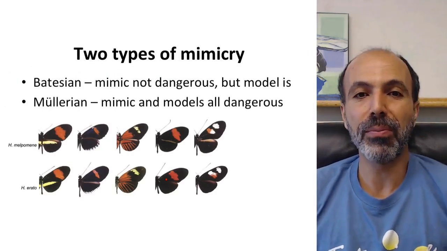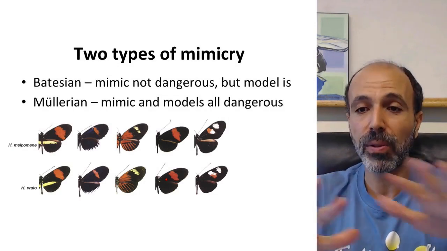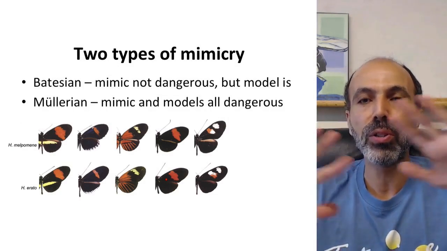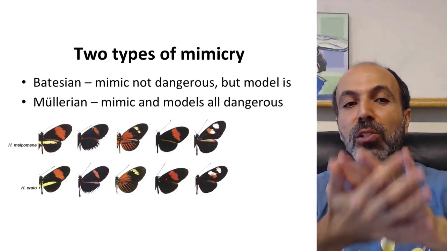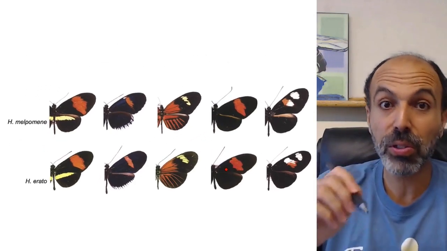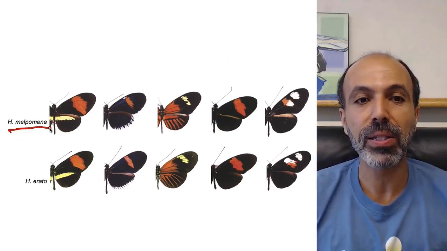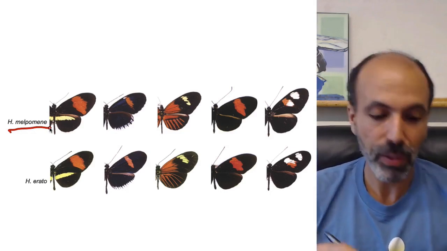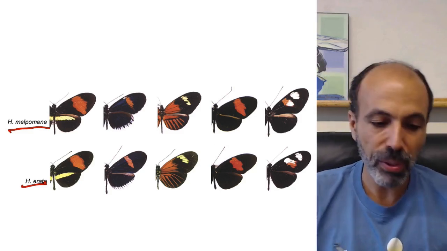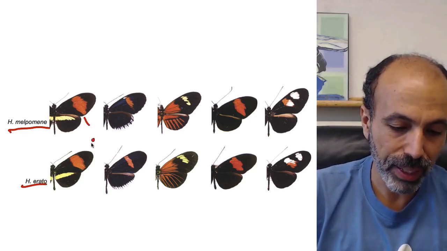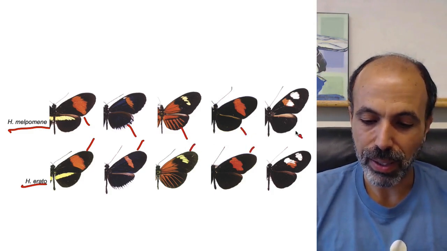This is Mullerian mimicry. In this case, multiple dangerous species evolve to look like one another. In that sense, they derive an advantage from each other. So what we have here, the top row is all from the species Heliconius melpomene. This is a nice tropical butterfly. The lower ones are all Heliconius erato. But what you see here is this melpomene looks a lot like this erato. This melpomene looks like this erato, etc., etc., etc.